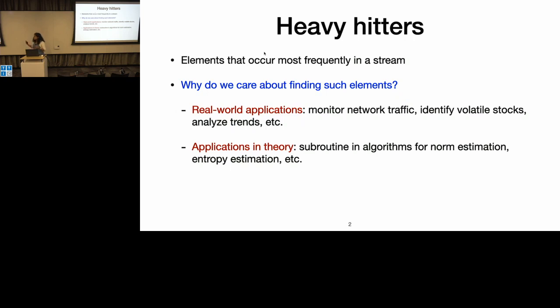Such elements could be really useful to detect in practical settings where you're, let's say, monitoring network traffic, or you look at stock data and want to identify which stocks are traded the most, things like that. So they have lots of applications in the real world, and also in theory, heavy hitters algorithms have been used as a subroutine in several algorithms, like norm estimation, entropy estimation, and lots of others. So these objects are really well studied in the literature.